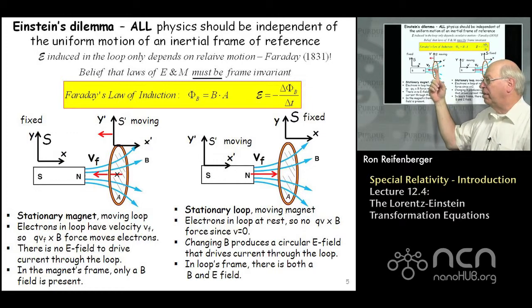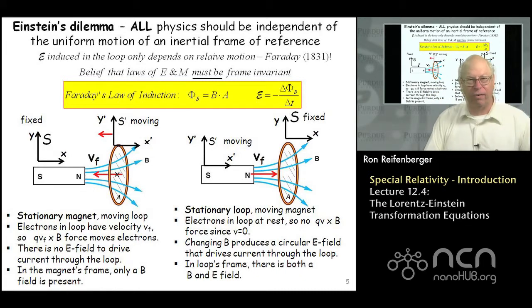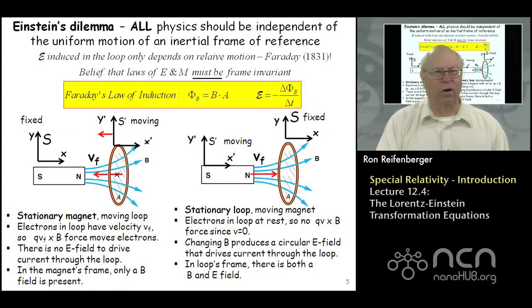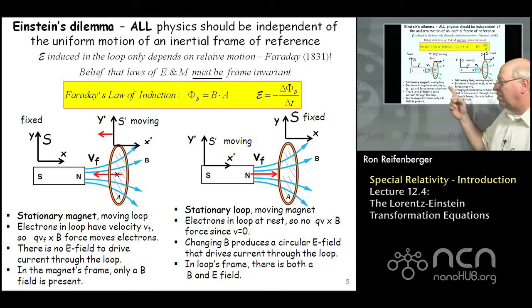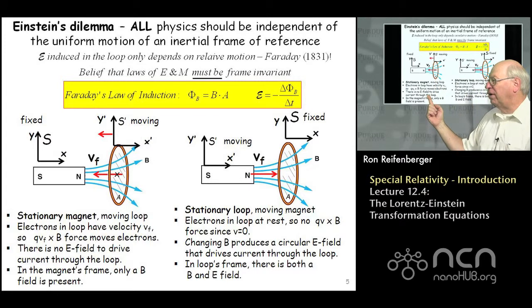There's a component of the magnetic field acting on the electrons in the loop. That component of the magnetic field that's perpendicular to the velocity of the loop produces a Lorentz force, this qv cross B force. And this qv cross B force causes electrons to circulate around the loop and produces the induced current that we all know from Faraday's law of induction. So it's important to realize that in this frame of reference, there's no E field that drives the current through the loop. The only field that's present is the magnetic field from the magnet.